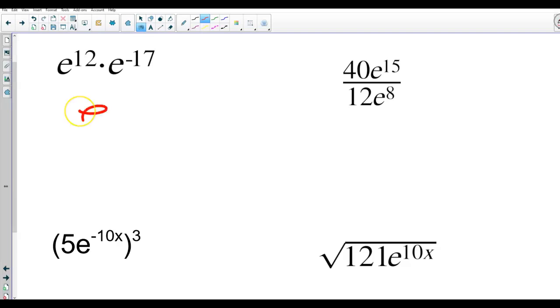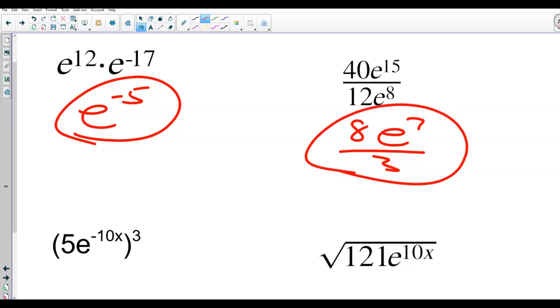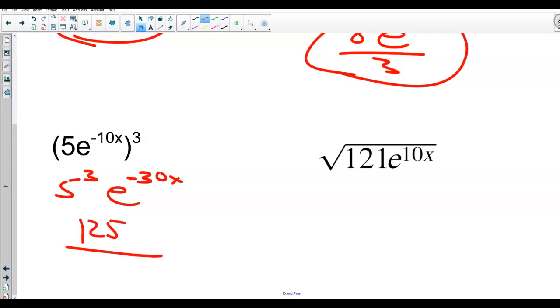You have the same base, we're adding. That's the answer. You have the same base, you're subtracting. That right there is a big part of the answer. 40 over 12 reduces to 8 over 3. That's the answer. Here, the 3 needs to go to both terms. So this really becomes 5 cubed and e to the negative 30x. We should know a negative exponent goes to the denominator. 5 cubed is 125 over e to the 30x.